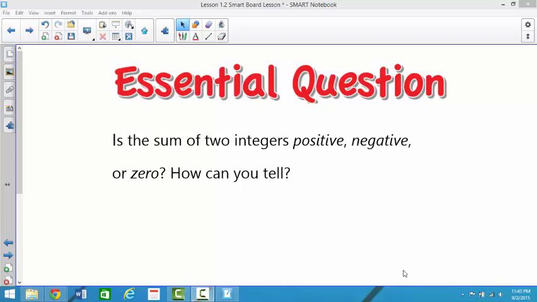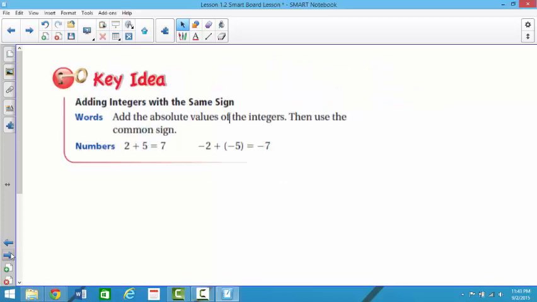This is lesson 1-2, adding integers. In this lesson, the essential question is: the sum of two integers, positive, negative, or 0, and how can you tell? After this lesson, you should be able to answer that question.